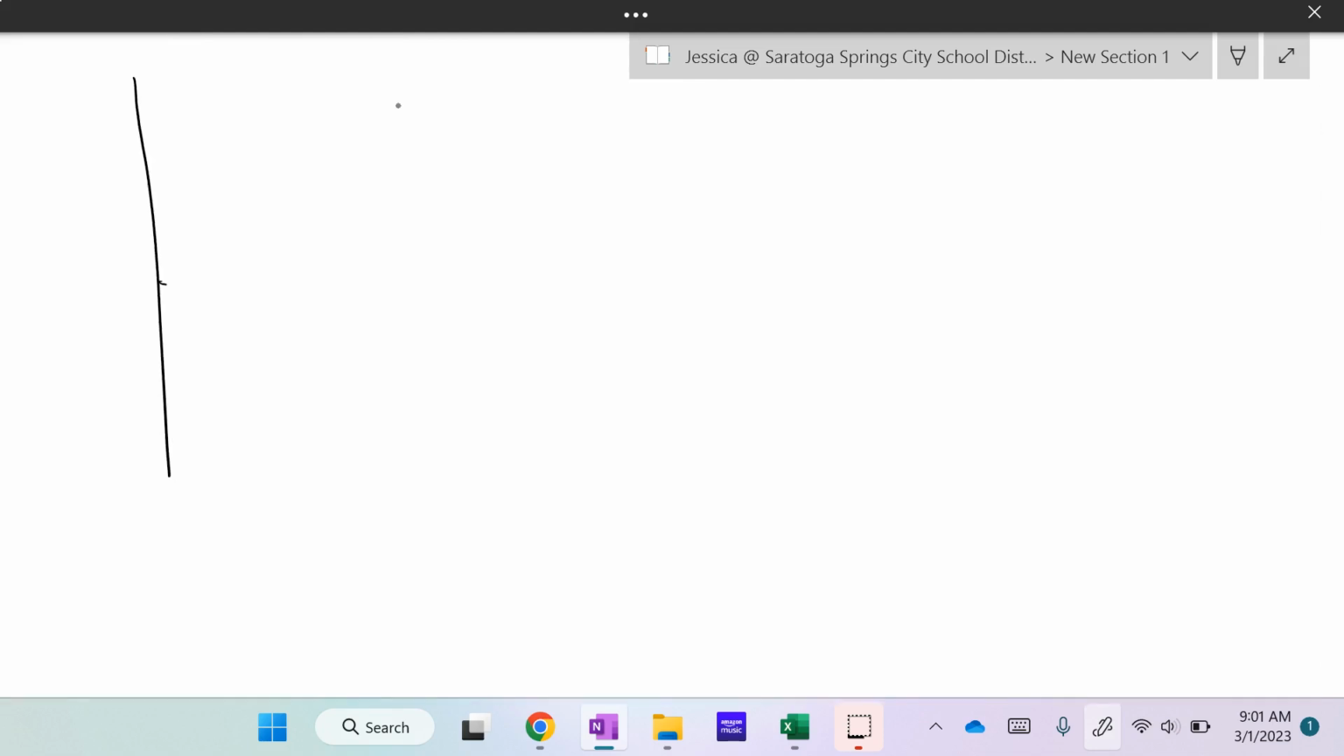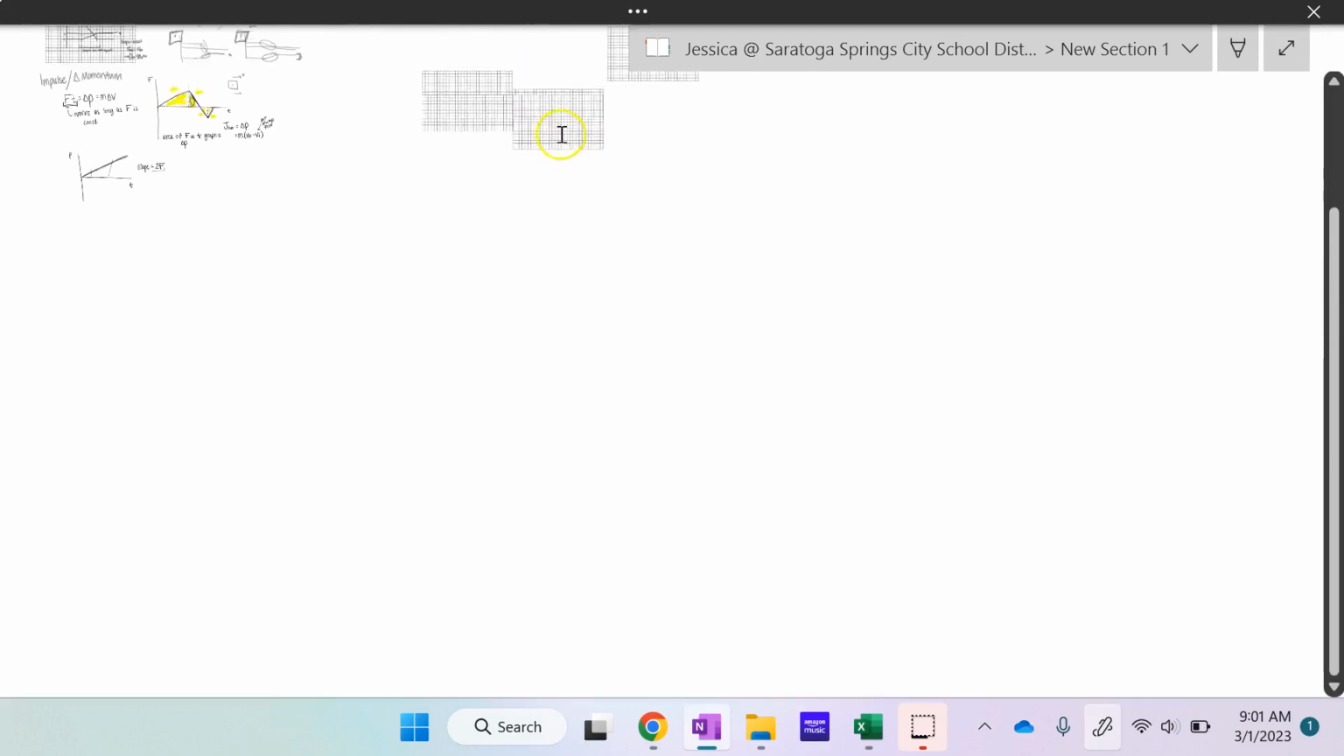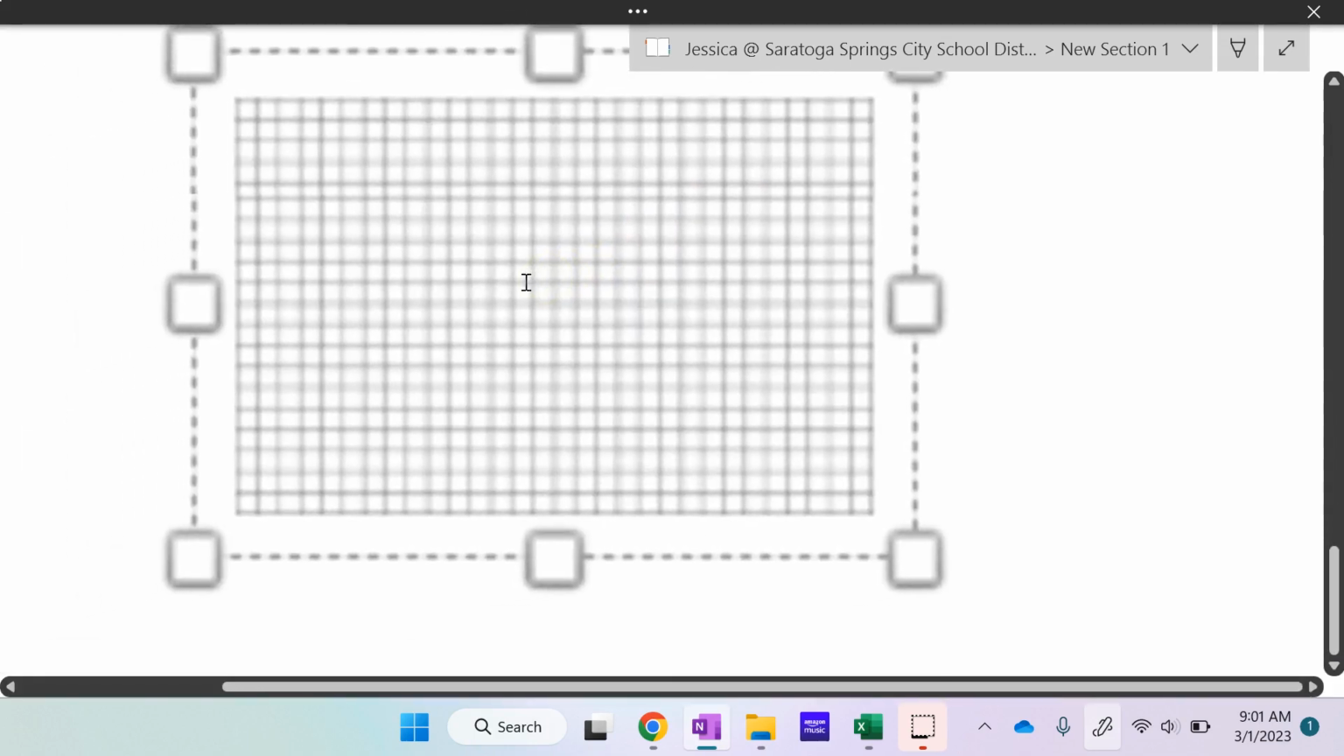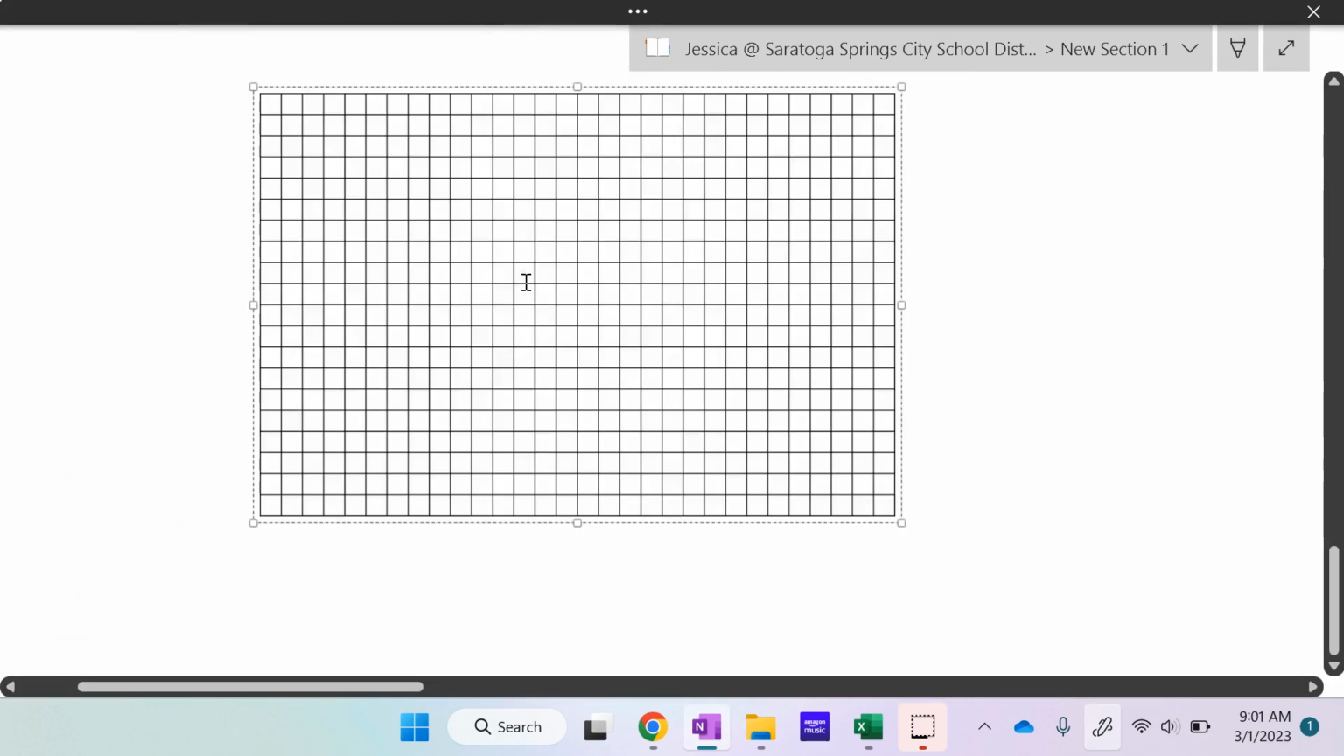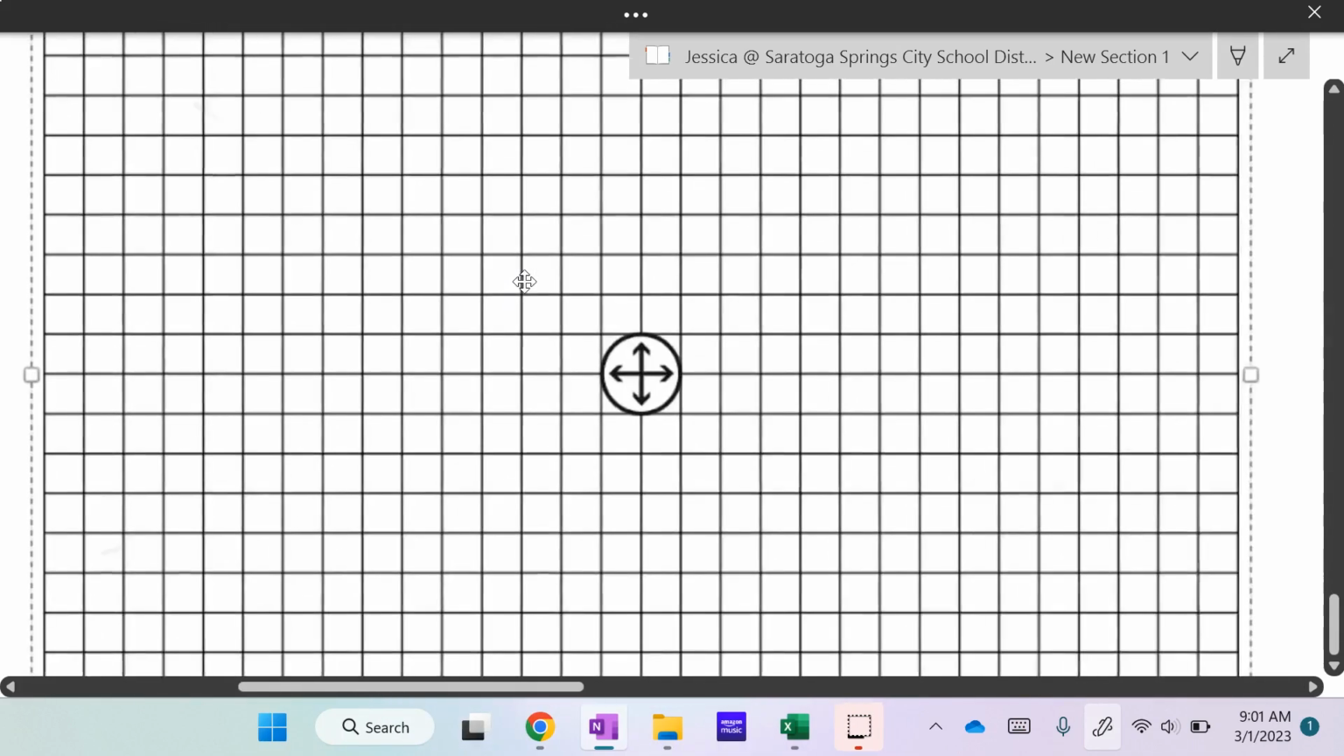Now, the last thing we're going to talk about is collision problems where momentum is not conserved. Actually, let me grab a grid for this one. So, there's a grid. Okay, so these graphs are just easier on grids, we will say.